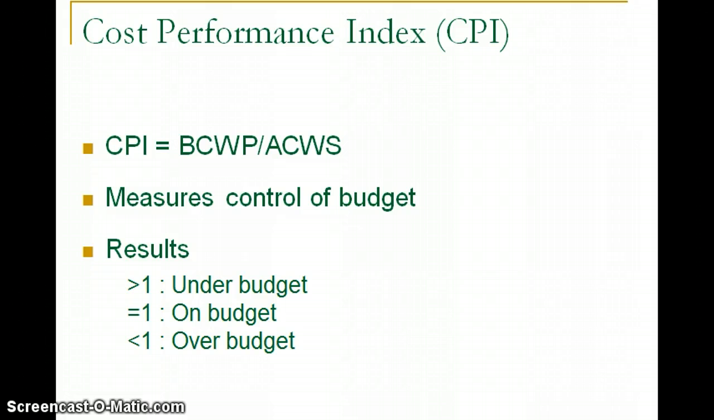That is essentially the content of this chapter, and please take a look at the examples. I will have another video to just go over an example related to the cost loaded schedule.